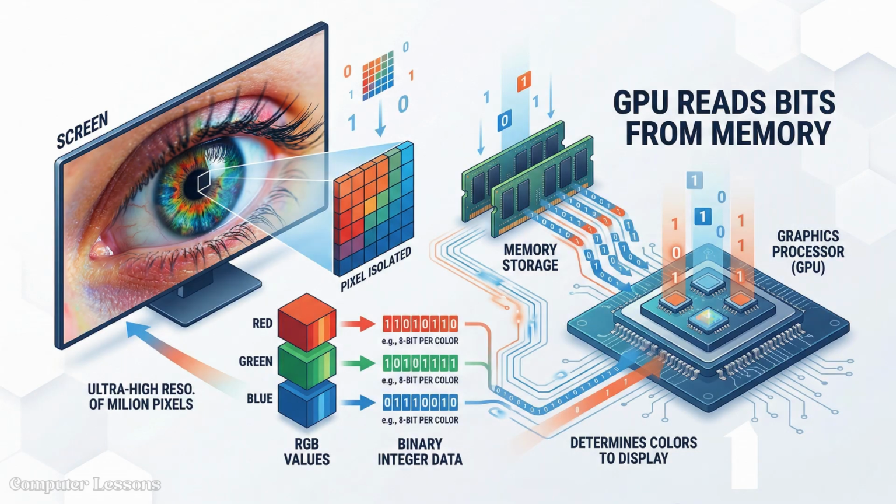Every image on a screen is a massive collection of binary color data for the GPU. Each pixel consists of red, green, and blue values, stored as binary integers in memory. The graphics processor reads these bits to determine exactly which colors to display.